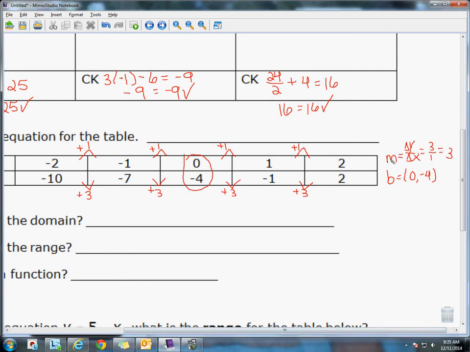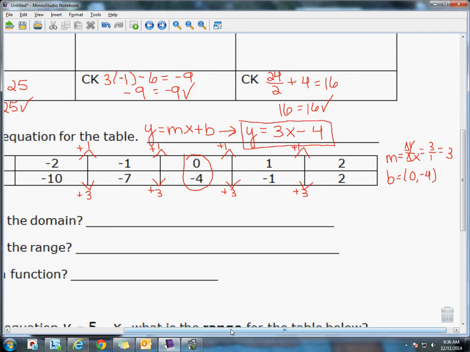So now I have the two things I need to write my equation. Y equals mx plus b. I know m, I know b, so y equals, my slope is 3. Don't forget your x. My b is a negative 4, so we're going to put minus 4.